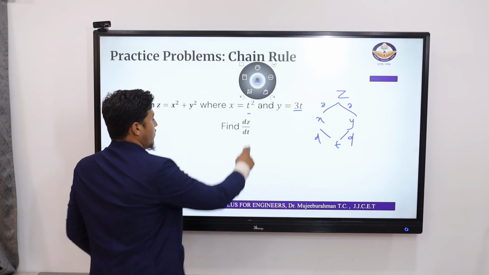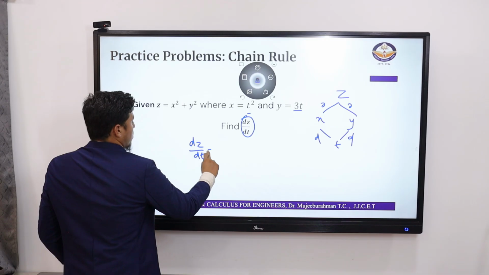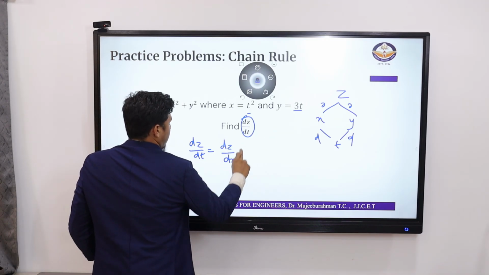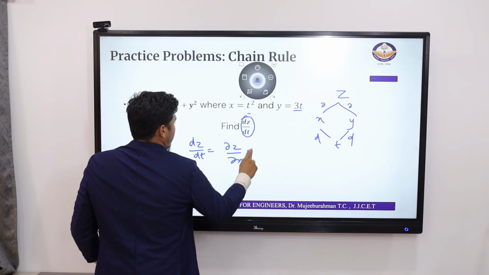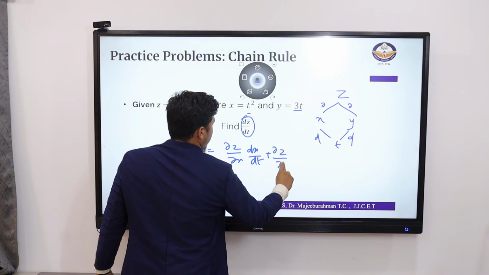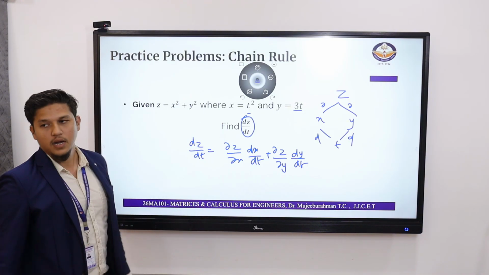Okay, so we are going to find dz/dt. Remember the formula: dz/dt is equal to ∂z/∂x into dx/dt plus ∂z/∂y into dy/dt. This is how you have to frame the formula.